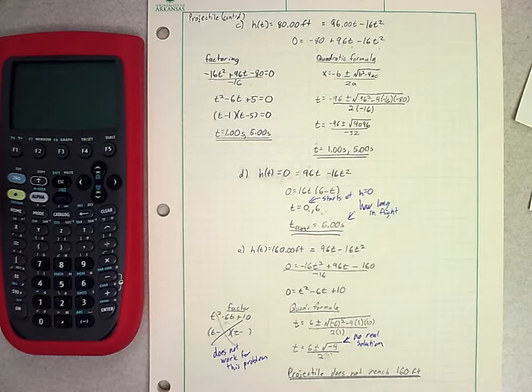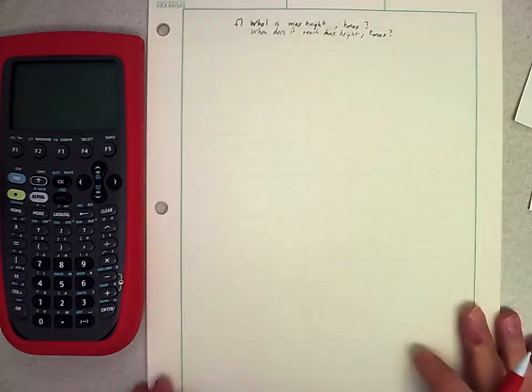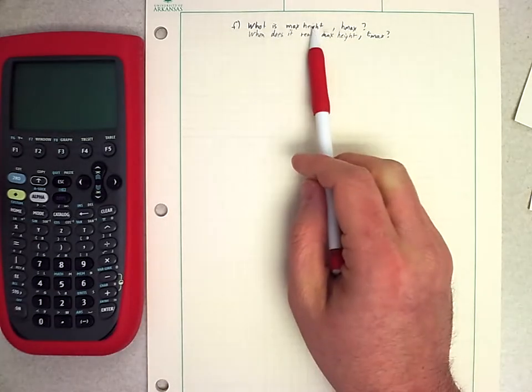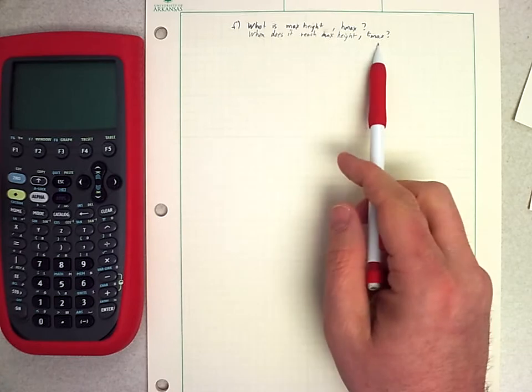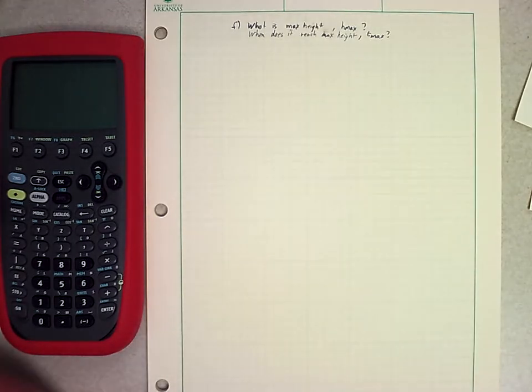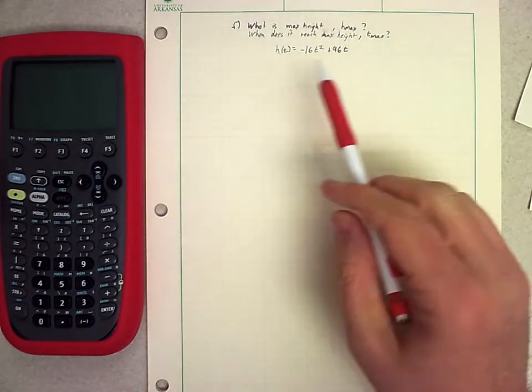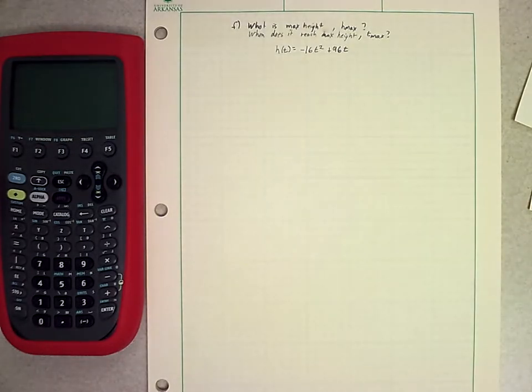So the natural next question, part F, is going to be, well, how high does it go? So part F is, what is the maximum height? I'm going to give that a name called H max. And when does it reach that maximum height? I'm going to give that a name called T max, the time when it reaches that. So I'm given this function. How can I figure out what the maximum value is?